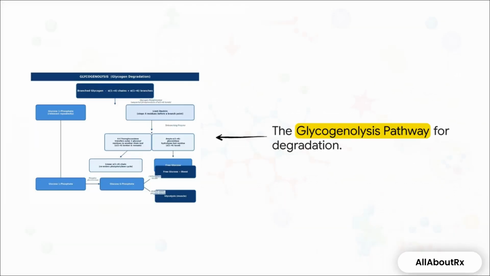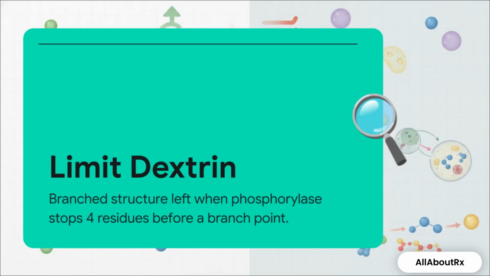Now, this degradation pathway introduces a massive high-yield exam pearl. Glycogenolysis uses a completely separate set of enzymes. Seriously, it is absolutely not just the reverse of synthesis. We're dealing with totally different molecular machines to dismantle the branches we just worked so hard to build. The whole dismantling process starts with glycogen phosphorylase. It aggressively chops those linear alpha-1-4 bonds, popping off glucose 1-phosphate molecules one by one. But it has a huge limitation.